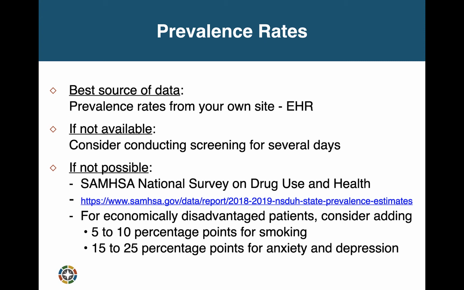If you primarily serve economically disadvantaged patients, bear in mind that the combined prevalence of unhealthy drinking and drug use is about the same as for the rest of the population. The lower rates of unhealthy drinking and the higher rates for drug use tend to balance out. For economically disadvantaged patients, you might add 5 to 10 percentage points for smoking and 15 to 25 points for anxiety and depression.